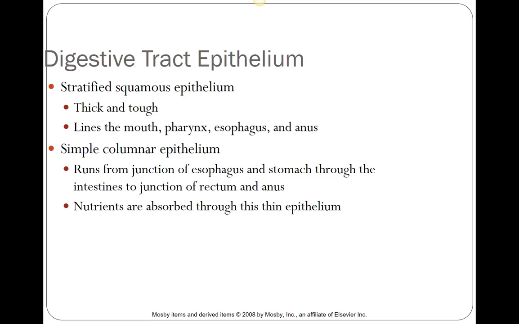Kind of talked about this, the stratified squamous epithelium is going to be thick and tough. You're going to find it in the mouth, the pharynx, the esophagus, and the anus and the rectal area. And then simple columnar epithelium is going to go from the stomach all the way back through the large intestine. And the simple columnar epithelium is going to be ciliated, and this is really important in being able to absorb a lot of your nutrients, because that ciliation really helps to increase surface area for the nutrients to be absorbed and brought into the body.